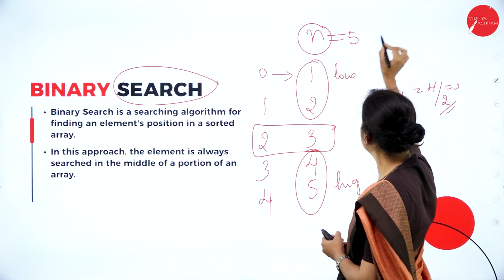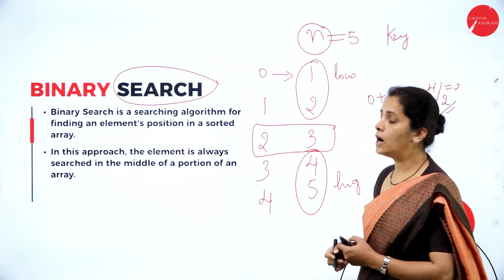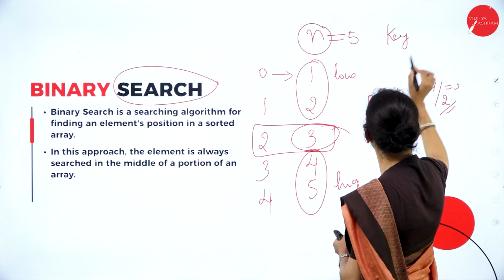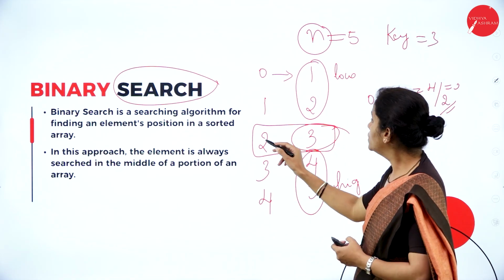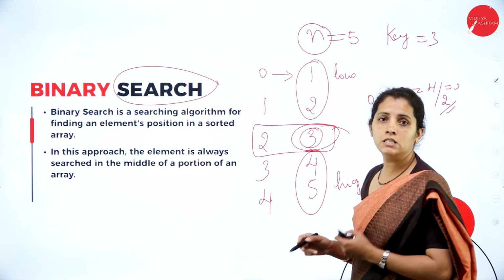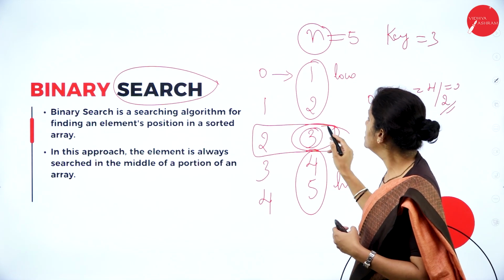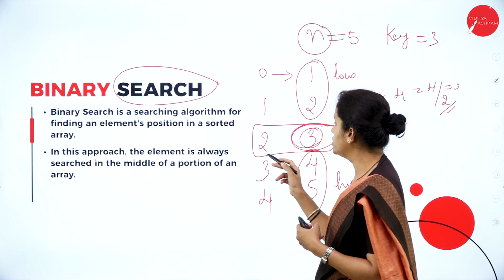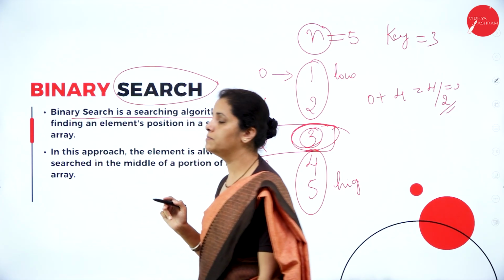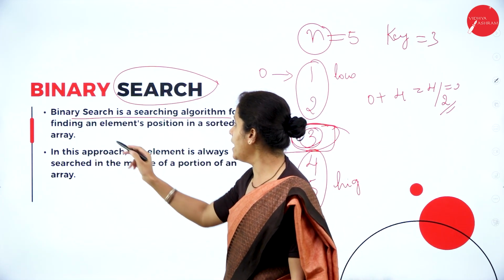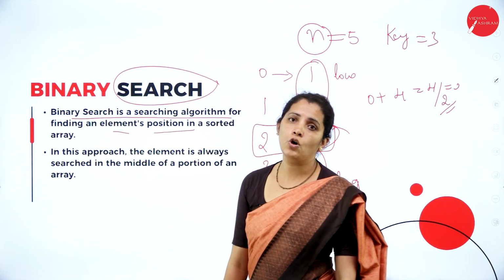So in binary search, I'm going to consider the key value. Initially, I compare it with the mid value. For example, if the key is 3, then the key is present at location 2, because my mid is 3, and 3 equals 3, so it is true. So the element is present at location 2. Binary search is a searching algorithm for finding the element's position in a sorted array.